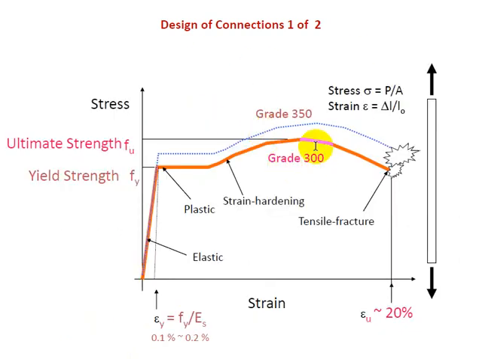This is just to remind you about the grades and the strength. When you go from grade 300 to grade 350, the strength goes up, and that's going to help you when you are specifying which grade you are going to use in your steel connections.